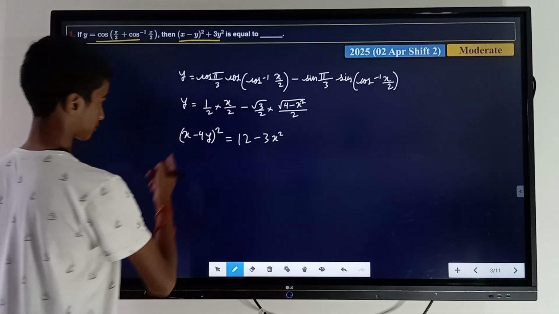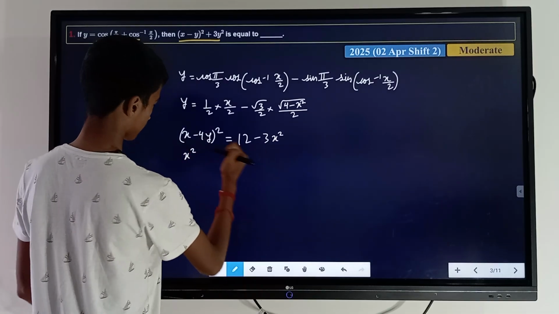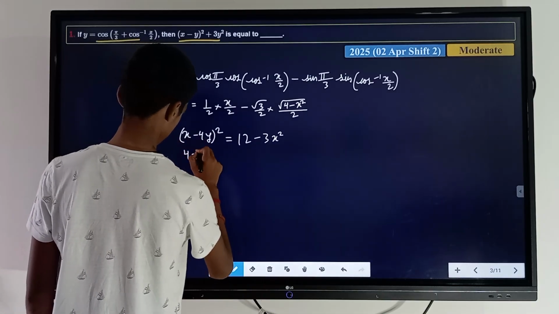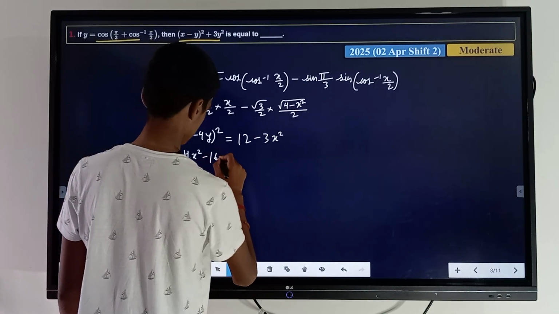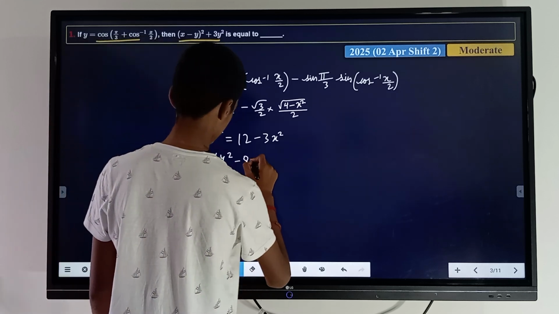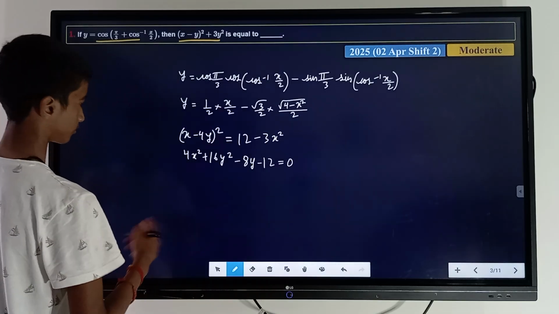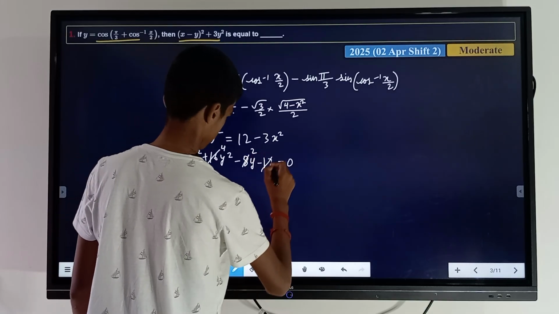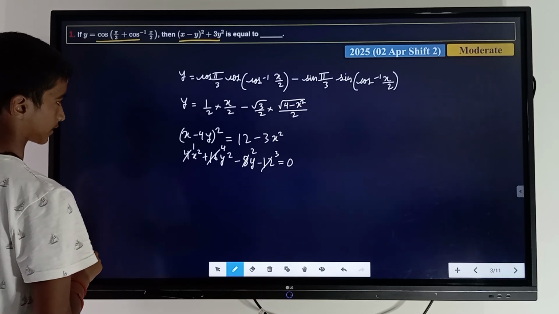Now let's open this. We will get x square. x square plus 3x square will be 4x square, minus 8xy, plus 16y square, minus 12 is equal to 0. Dividing by 4 on both sides, this will be 1, this will be 4, this will be 2, this will be 3.